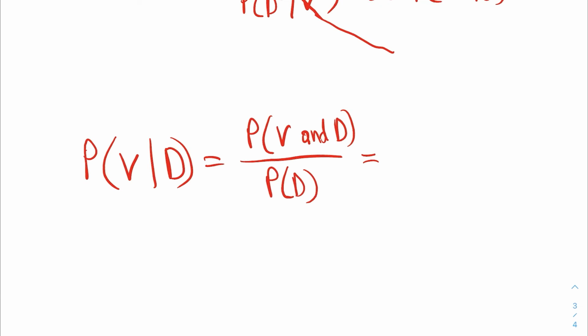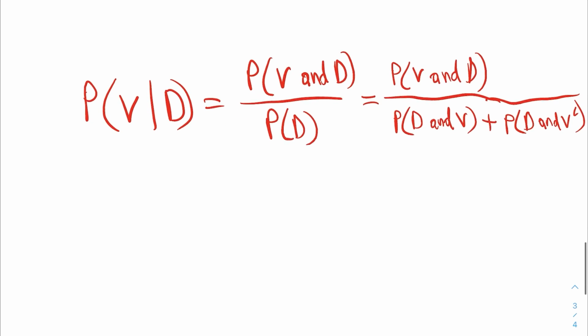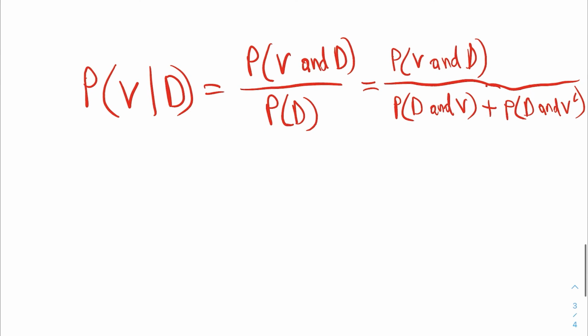It turns out that the total probability of D is the probability of D and voted for Scott Walker plus the probability of D and did not vote for Scott Walker. Because that's everybody, those who did and those who did not vote for Scott Walker. And we have the college degrees amongst both groups. Okay, so now I can find all this information.